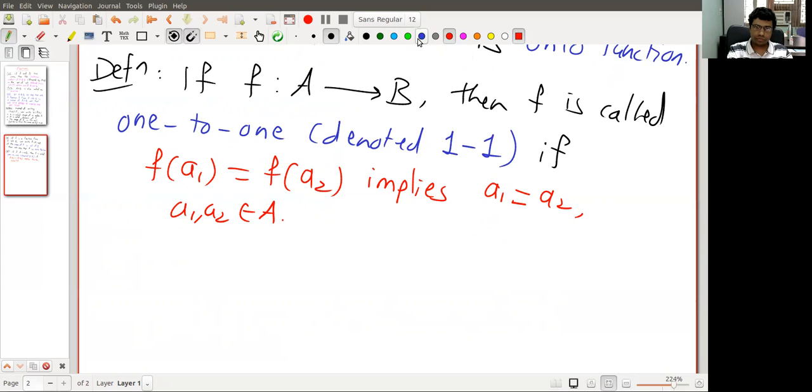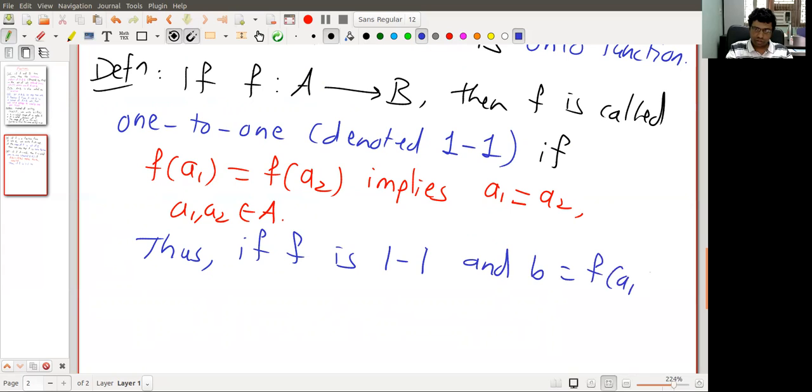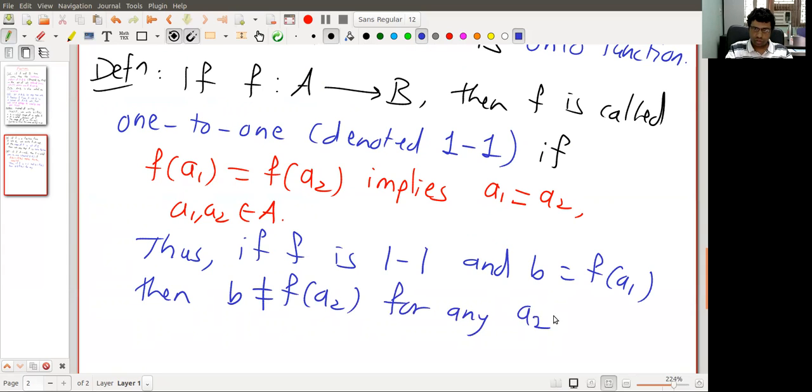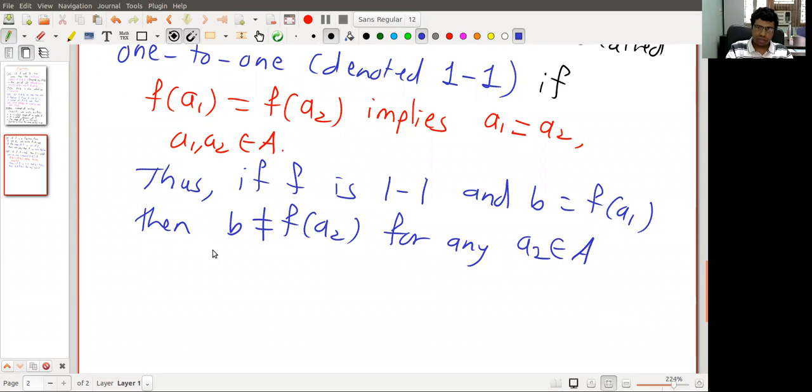Thus, if f is 1 to 1 and b equal to f of a1, then b cannot be f of a2 for any a2 in the domain such that a2 is not the same as a1.